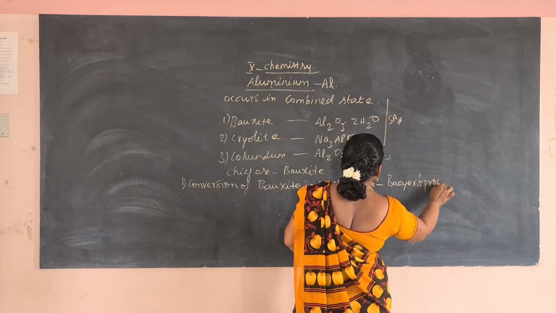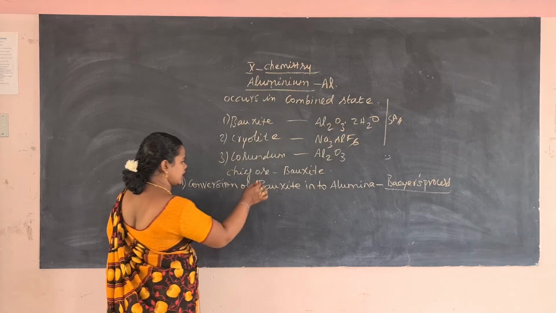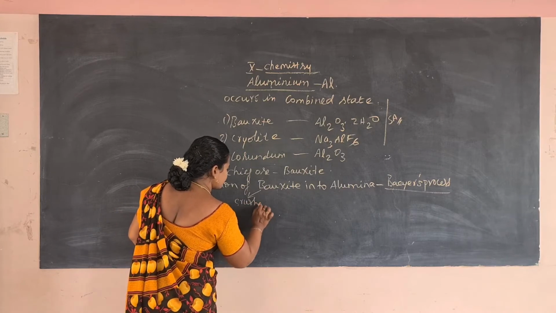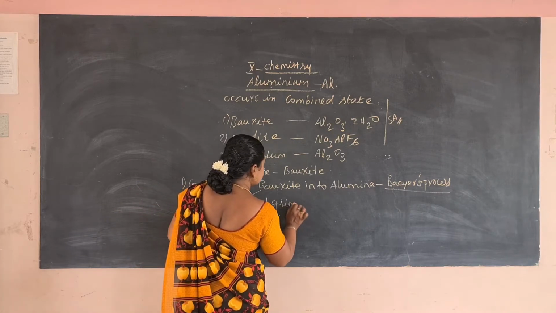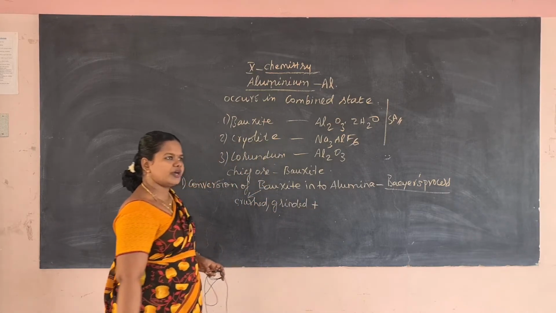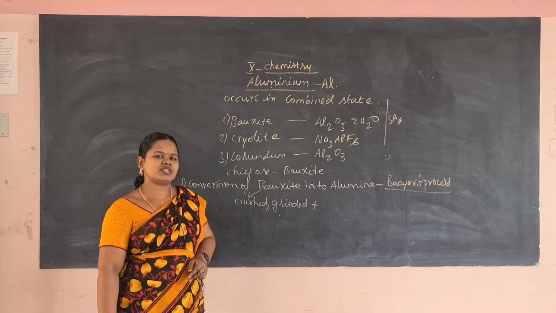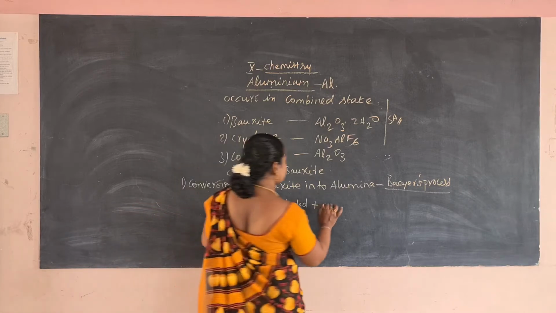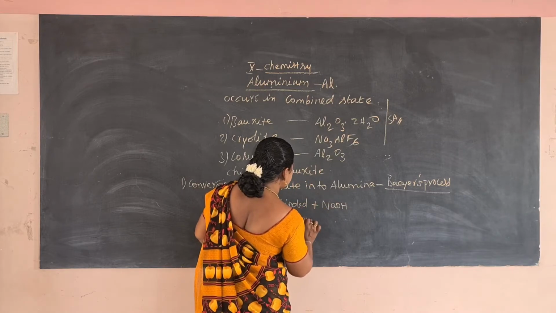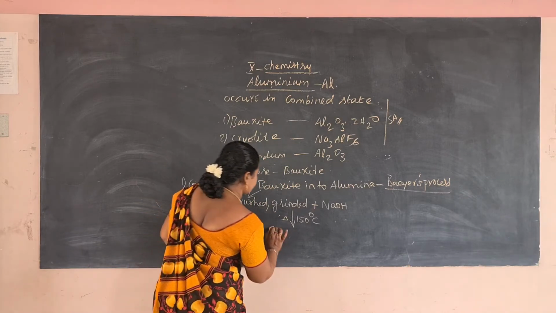So this is very important. This is a naming reaction, conversion of bauxite into alumina by Baeyer's process. Here the bauxite ore is taken. The bauxite ore is crushed and ground, and then to that I am adding concentrated caustic soda solution. What is this caustic soda? Caustic soda is nothing but sodium hydroxide, and caustic potash is nothing but potassium hydroxide. So I take this sodium hydroxide solution and it is heated at 150 degrees C.